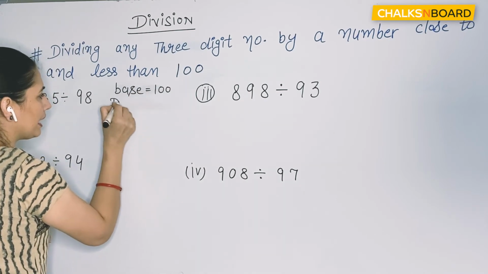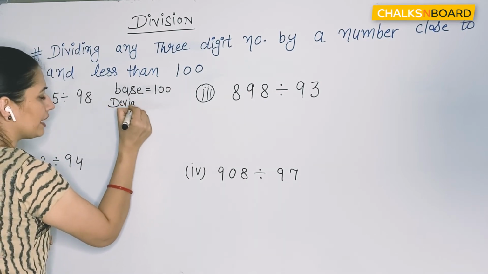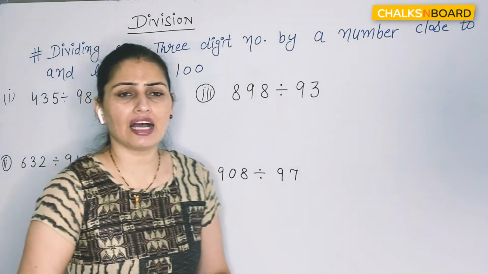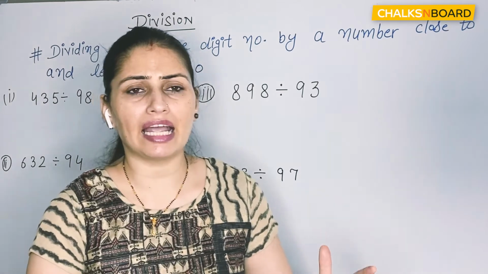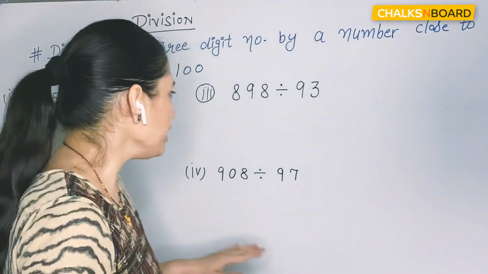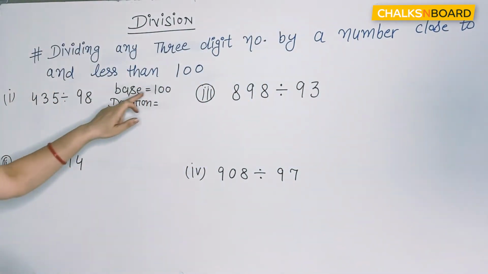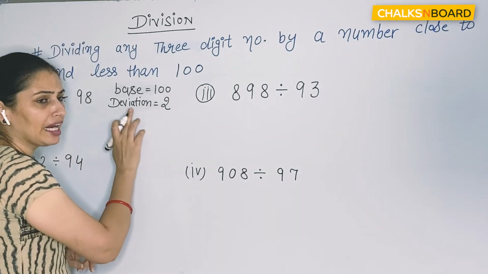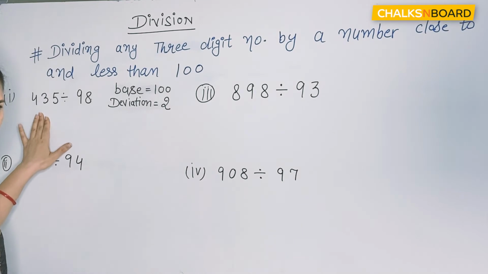Next step is to find out the derivation. What is the derivation? Derivation is the difference between the base and the divisor. When we find the difference between 100 and 98, that is 2. So 2 is our derivation for this question.